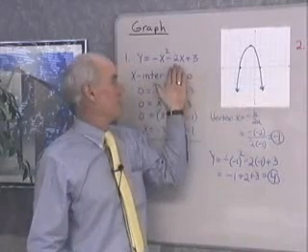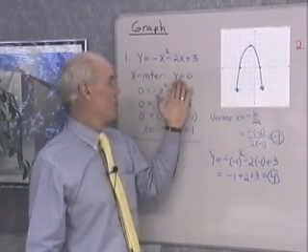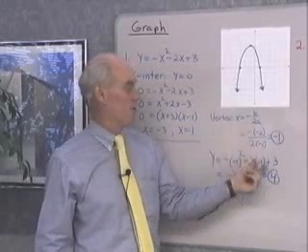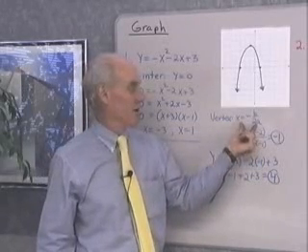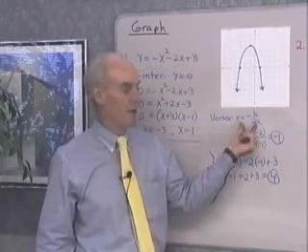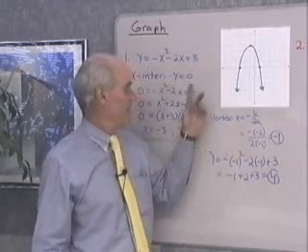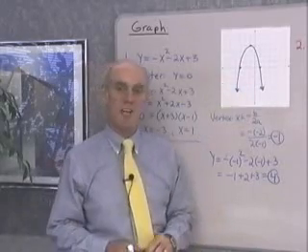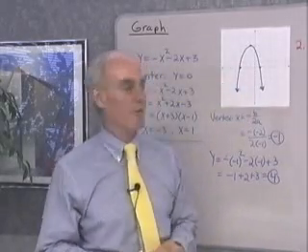But I graph this parabola by first setting y equal to 0, finding my x-intercepts, and then finding the x and y coordinate of the vertex by using this formula, x equal negative b over 2a. So if I have these two intercepts and the vertex right here, then it's pretty easy to make a nice accurate sketch of that parabola. Let's look at another problem.